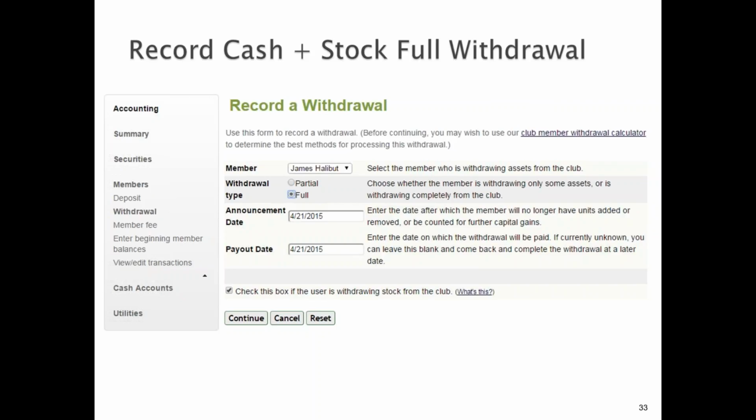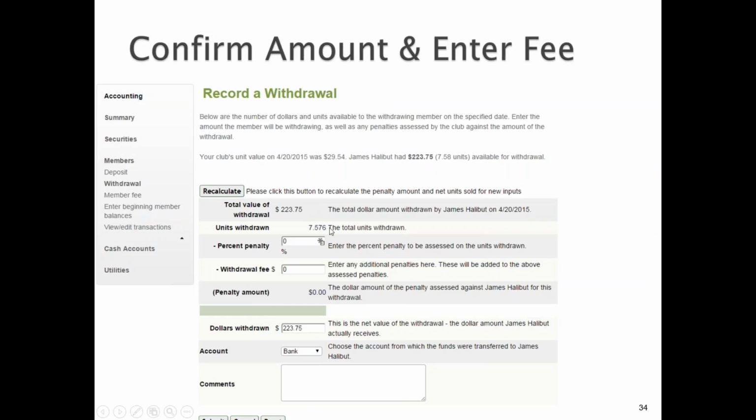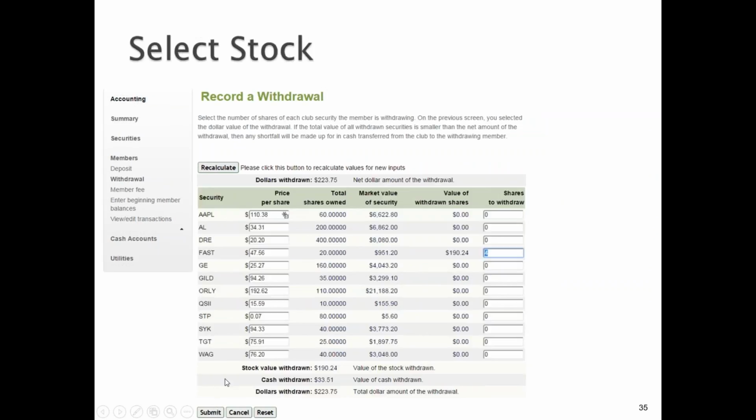So we have a withdrawal type of full. We have the announcement date and we have the payout date. They can be the same. It depends on how your club works. There's a box to check if the user is withdrawing stock. We click continue and it says, all right, here's how much this member had. Here's how many units. Is there a penalty? Is there a withdrawal fee? Here's how much the member is due, $223.75 in this case. So we've decided we're going to transfer some stock. So here's the club's portfolio.